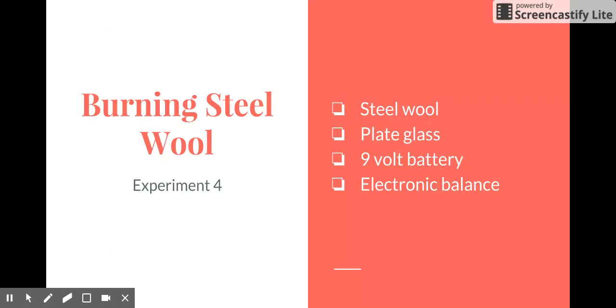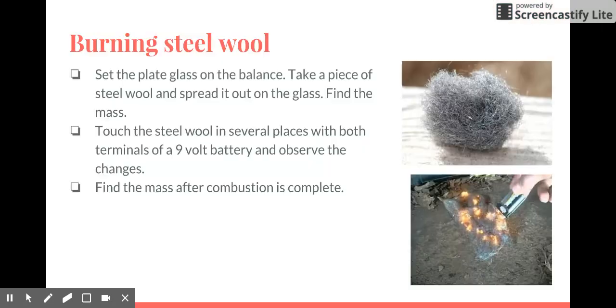The last experiment is burning steel wool. You'll need steel wool, some plate glass, and a 9-volt battery. To start out, set the plate glass on the balance. This will help protect our balances so that we don't ruin them while burning things.